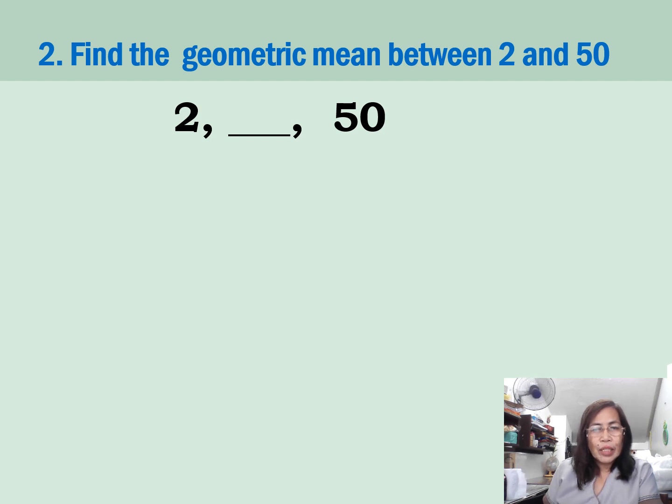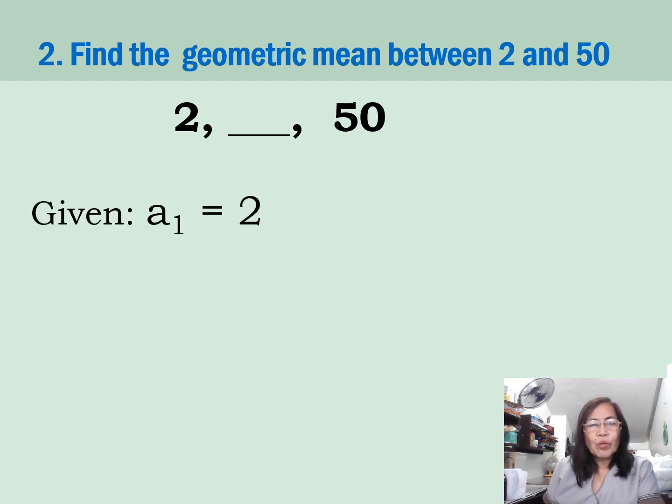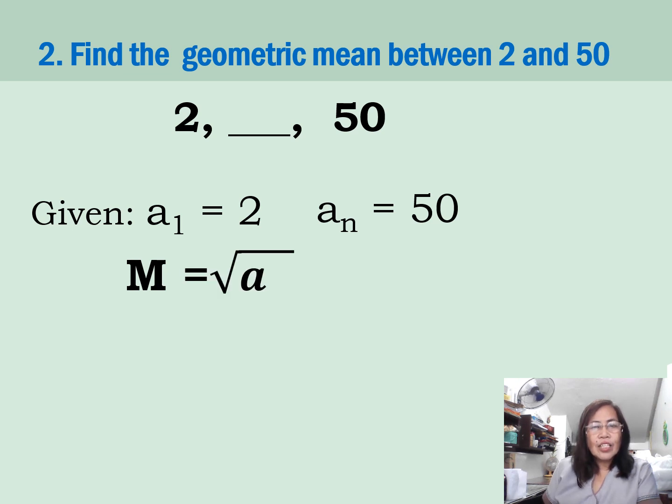Shall we use the same formula that I gave you a while ago? Of course not, since we are only looking for one missing term. And so, how do we solve that? So basically, we have a sub 1 is 2, a sub n is 50. So this time we use the formula for geometric mean with one missing term, which is m is equal to square root of ab. a, b stands for the first term and the last term.